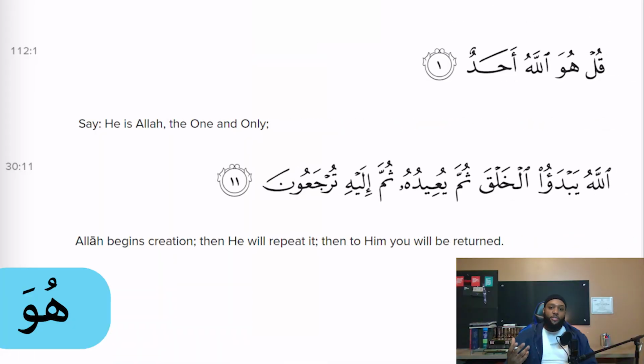So let's take a look at the first example here. A'udhu billahi minash shaitanir rajim. Bismillahir rahmanir rahim. Qul huwa Allahu ahad. So qul, say, it's a command. Huwa, he, say, he is Allah, the one, the absolutely unique, right? Ahadun. So huwa here, third person pronoun, detached, right? Munfasil.